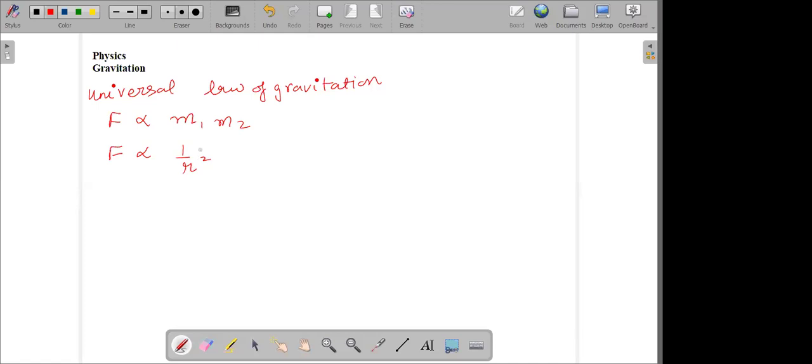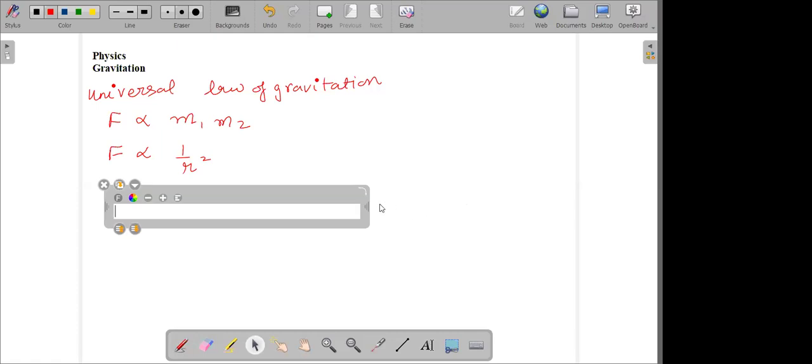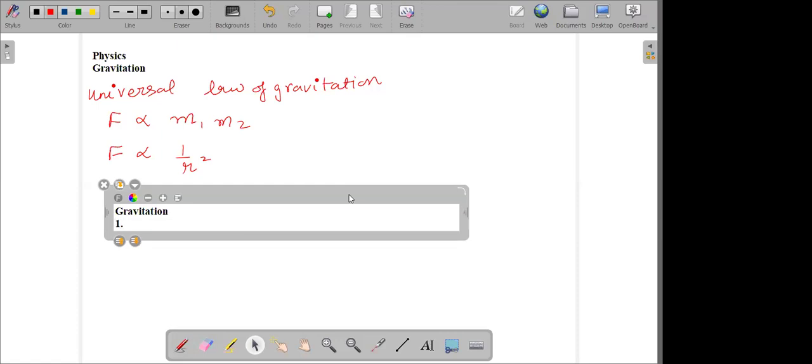One thing we need to understand about gravitation, a very, very important point, is that according to gravitation, the first point is that it is always attractive in nature. So the force of gravitation is always attractive in nature. It can never repel each other.